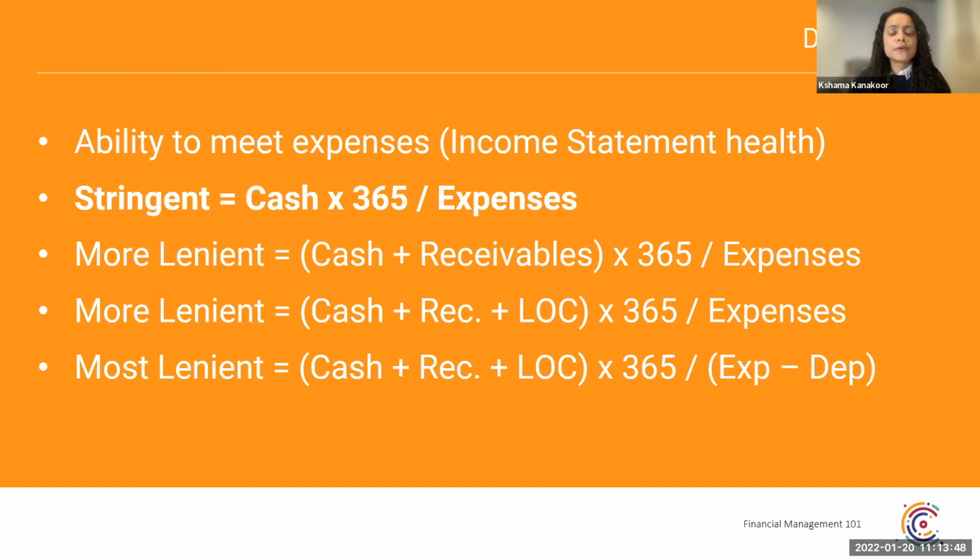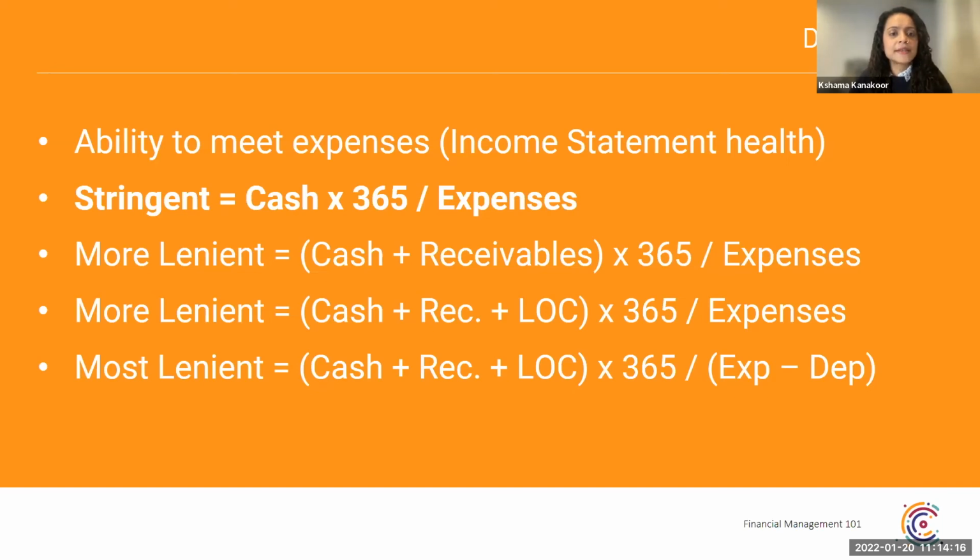And also you could include your line of credit, which you can draw on in the case of emergency and so on. And then there's the most lenient way, where you would take your cash, you would add in your accounts receivable, your line of credit, but in the denominator, you would not take the depreciation expense, which is basically a non-cash item. And so that gives you a better outcome.